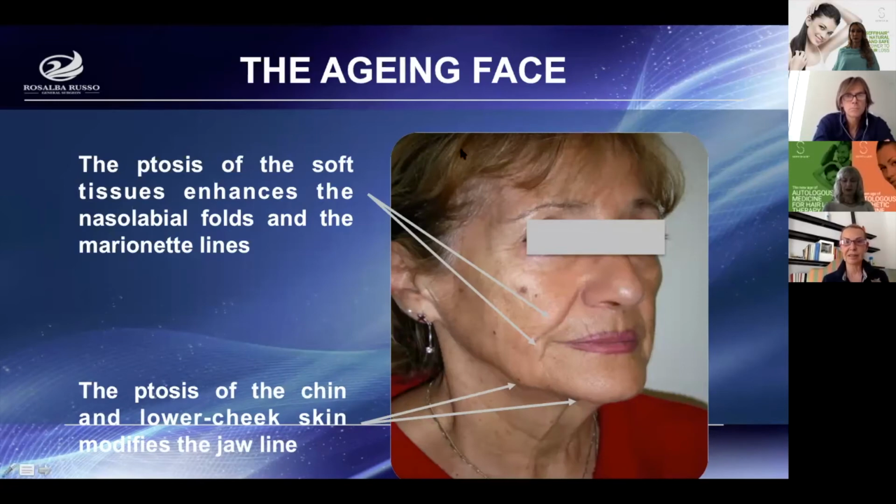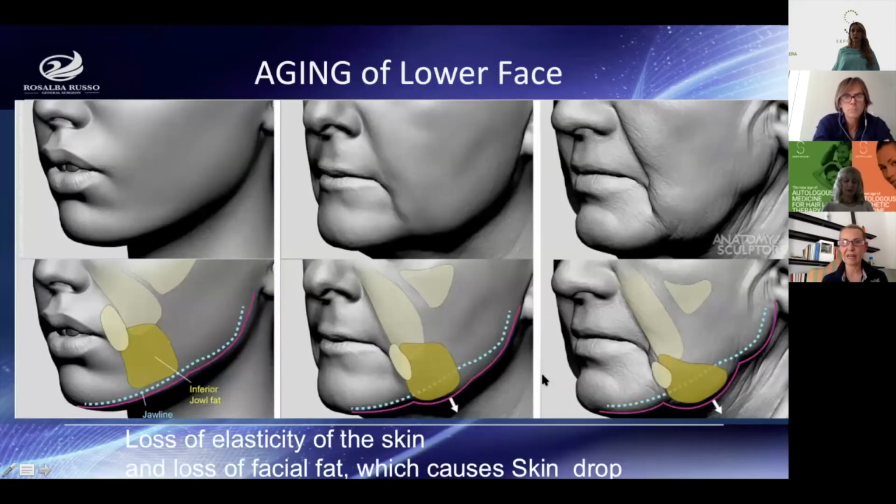You can see the aging face, the ptosis of the soft tissues enhancing the nasolabial fold and the marionette line, and the ptosis of the chin and the lower chin modify the jawline. This is the reason why patients arrive in our office. So this is a very nice picture, because you can see how the inferior jowl fat drops during the aging process. And this is why we have to tighten this area.